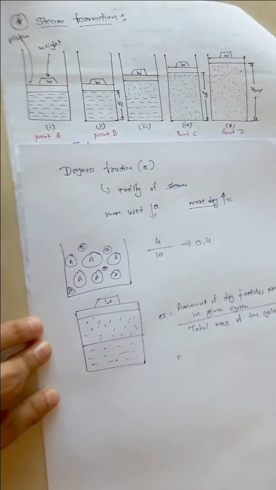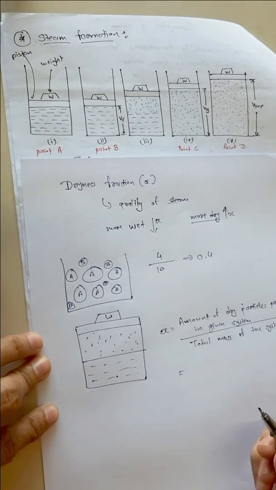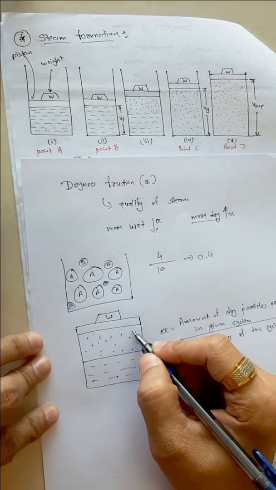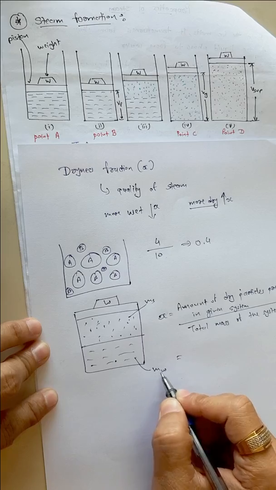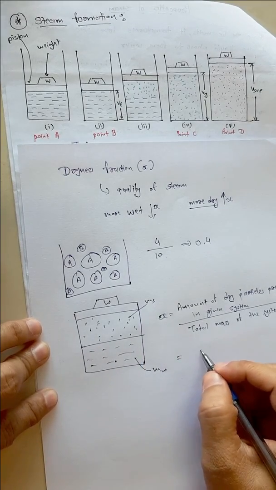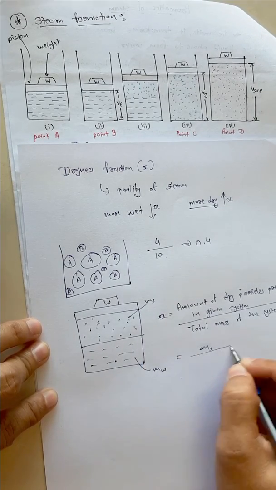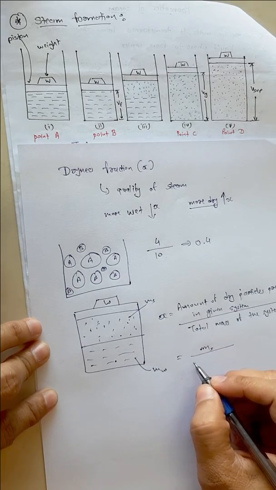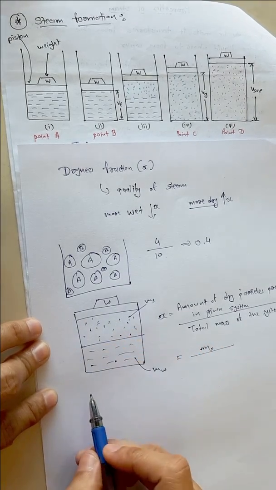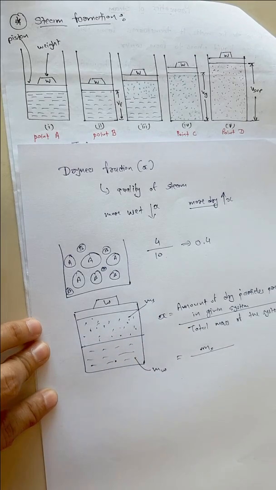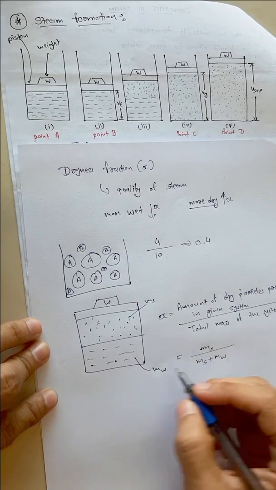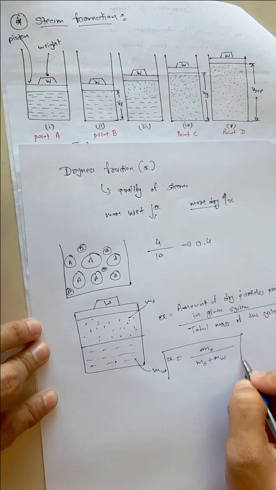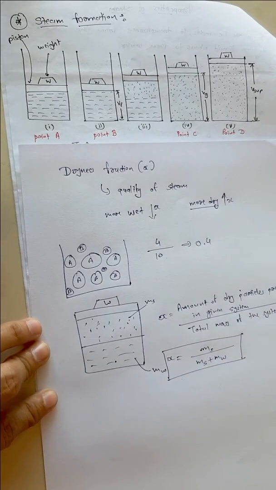Suppose the mass of dry particles is ms and the mass of wet particles is mw, that is, mass of water and mass of steam. So the amount of dry particles divided by the total mass of the system: this whole system contains steam as well as water, dry particles as well as wet particles. So total mass will be ms plus mw. So that is the dryness fraction of steam.